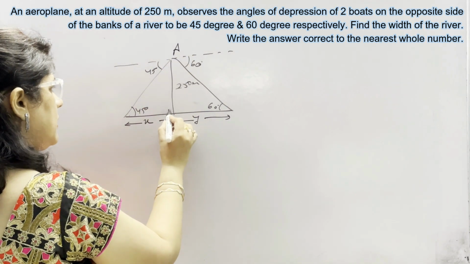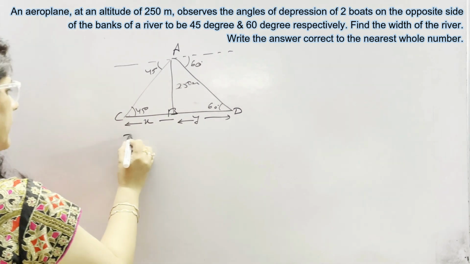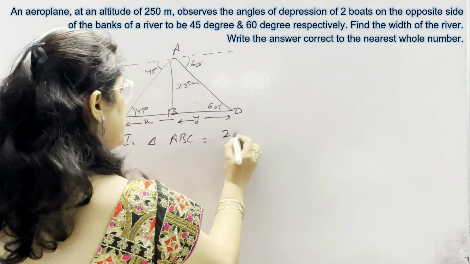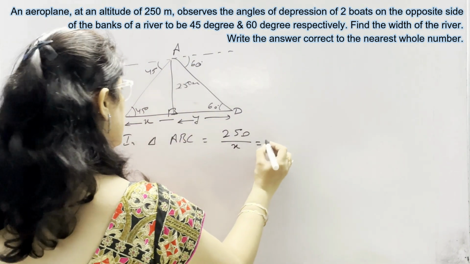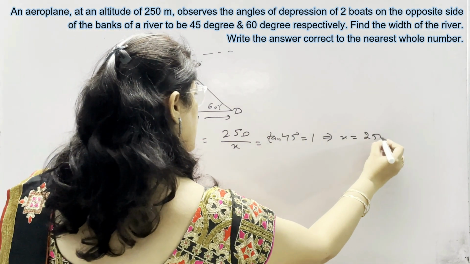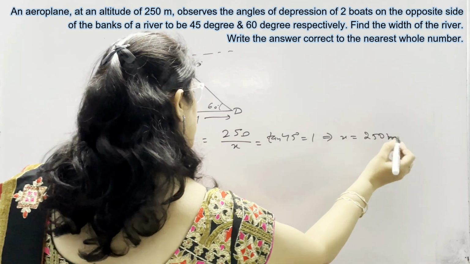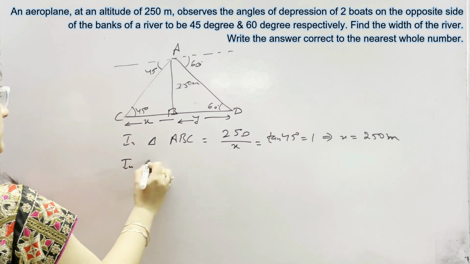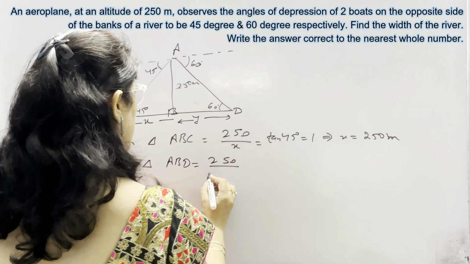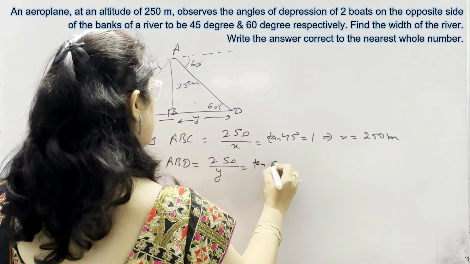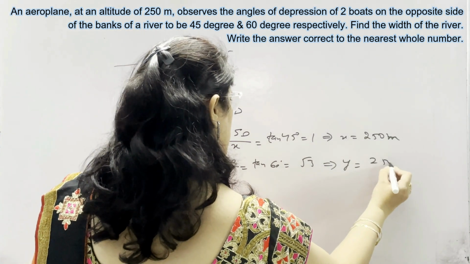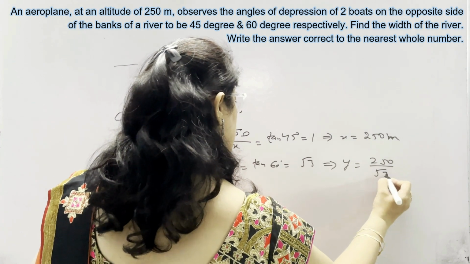We need to take triangles again, A, B, C and D. In triangle ABC, height is given as 250. So perpendicular upon base is equal to tan 45. Its value is 1. So x is equal to 250 meter. On one side it is 250 meter. Next, in triangle ABD, it is 250 upon y and the angle is given as tan 60. It means under root 3. So y is equal to 250 upon under root 3.